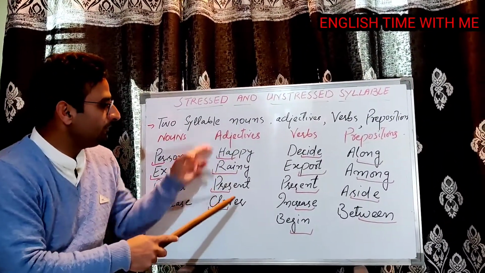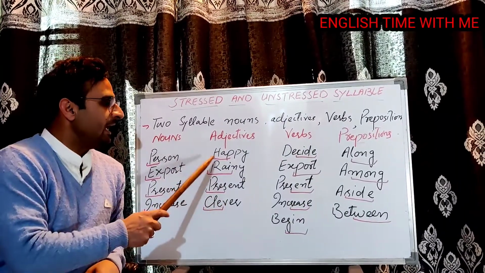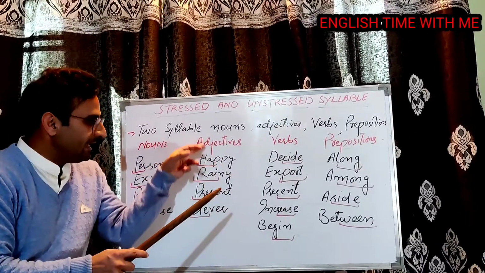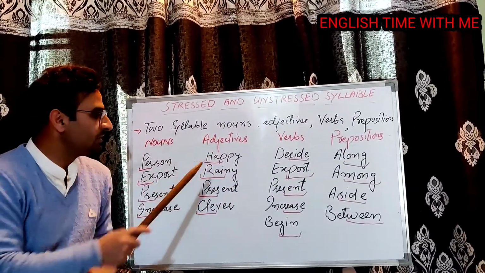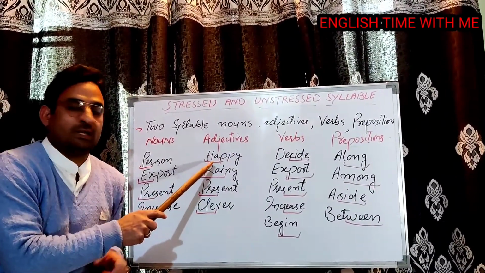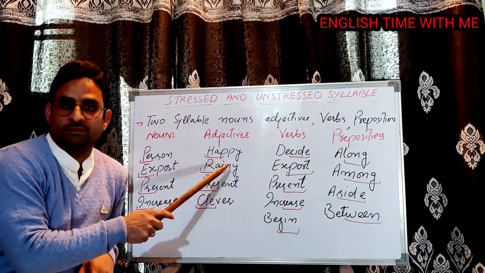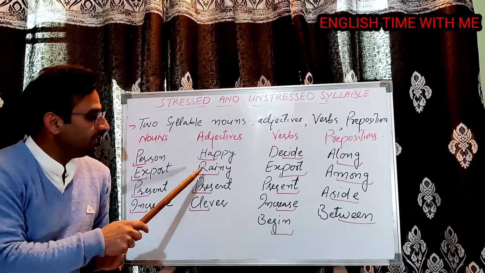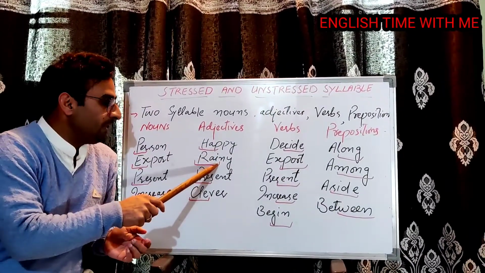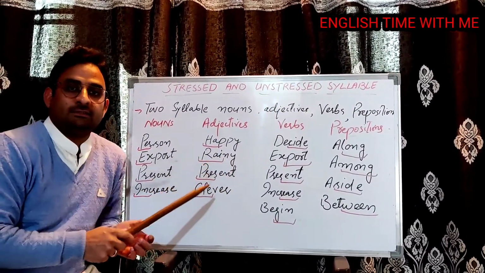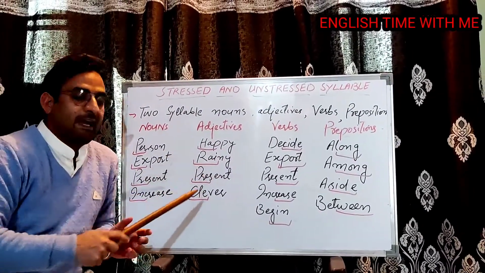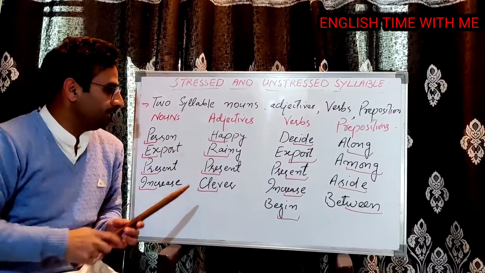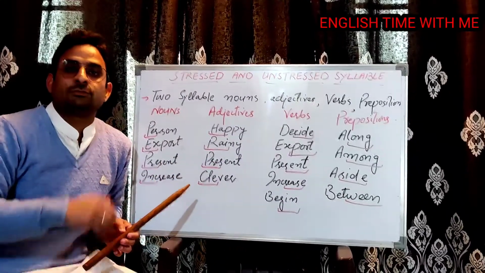Then we have the category of adjectives. "Happy." There are two syllables. In case of two syllable adjectives also, the first syllable is stressed. HAP-py. He is happy. And then we have "rainy," two syllables. "Rain" has to be a bit louder and stronger, longer, and on a higher pitch. RAIN-y. The season is very rainy.